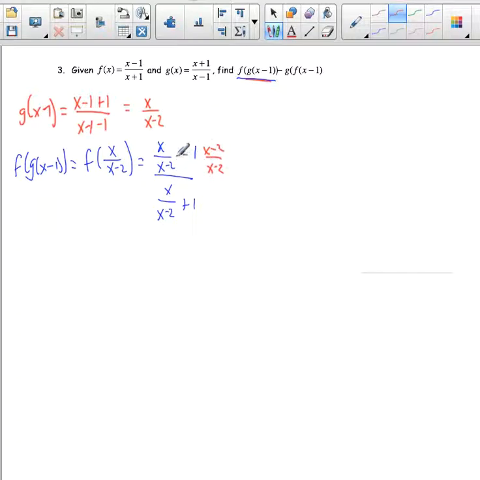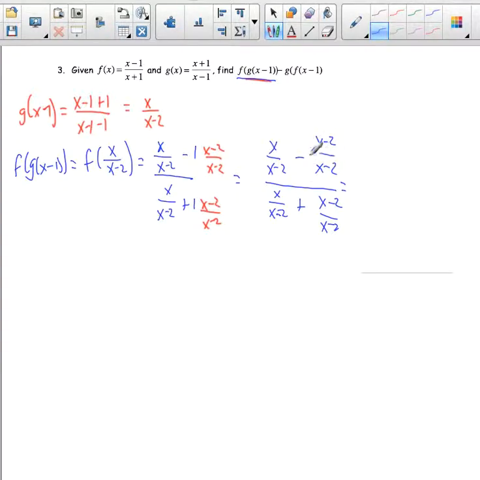So in the numerator, I'll multiply the negative 1 by x minus 2 over x minus 2, and I'll do the same thing in the denominator. That's going to lead me to have x over x minus 2 minus the quantity x minus 2 over x minus 2 in the numerator, and the denominator will be x over x minus 2 plus x minus 2 over x minus 2. Now we have a common denominator in both the numerator and the denominator.